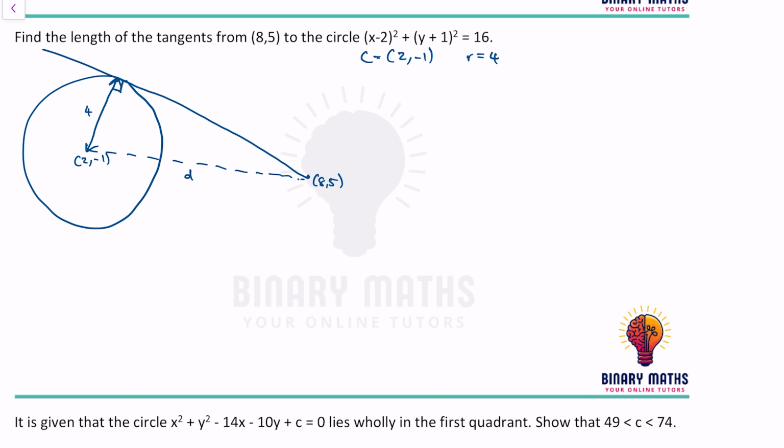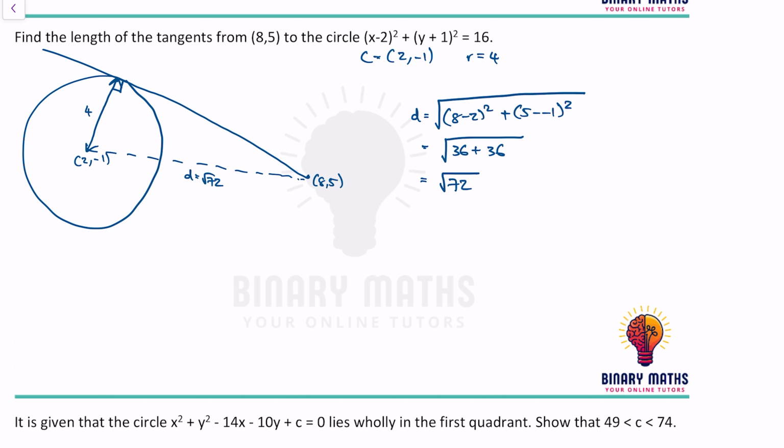Now this distance is using the distance between 2 points formula. I end up getting change in x squared, so (8 − 2)², plus change in y squared, added together and square rooted, which means I get the square root of 6² which is 36, plus 6² again which is 36, which gives me root 72. So this is root 72.